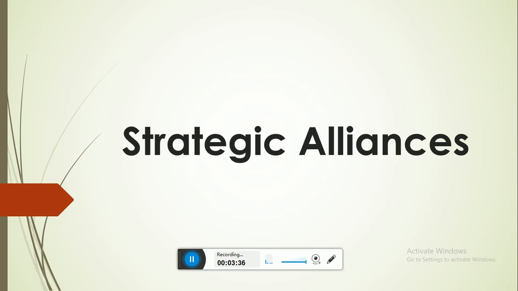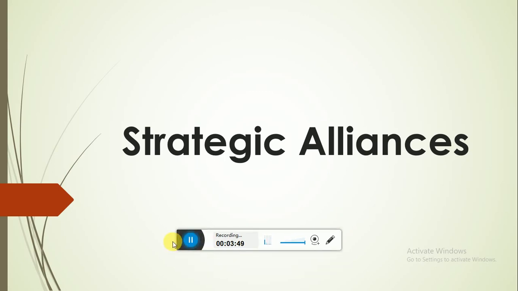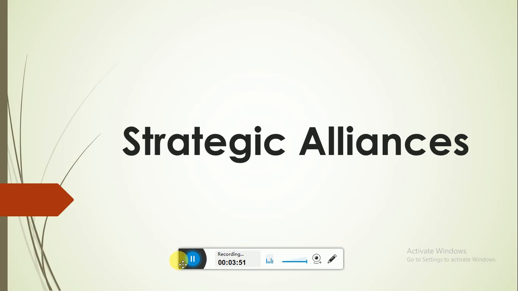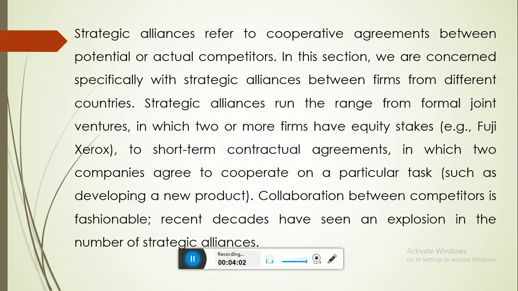These days some companies are dependent on strategic partnerships or strategic alliances, and they come together in order to achieve specific goals and objectives. That's why it's also important. Recently many companies have come together to join hands in order to achieve their goals and objectives.